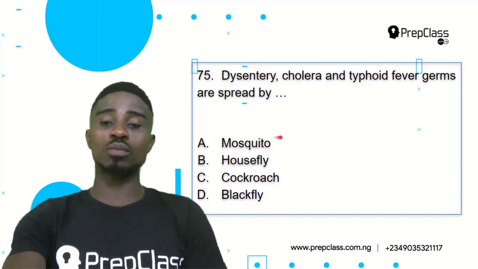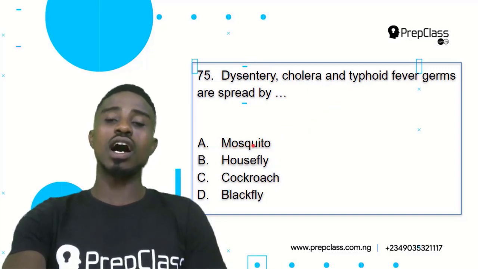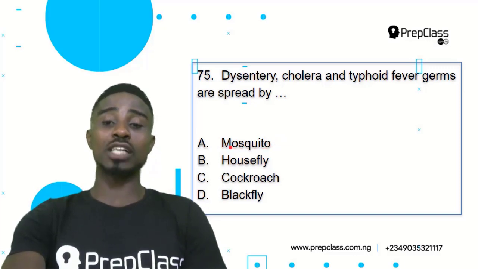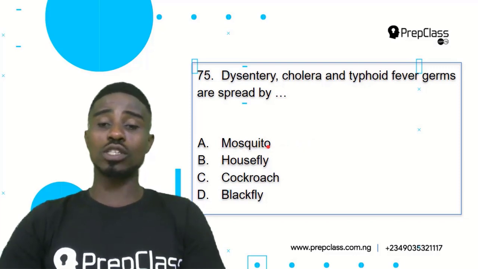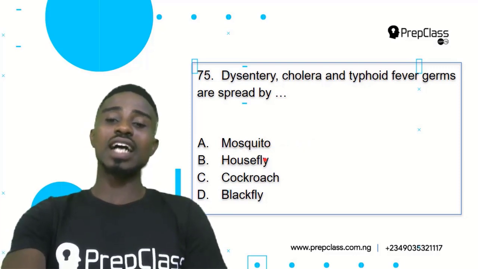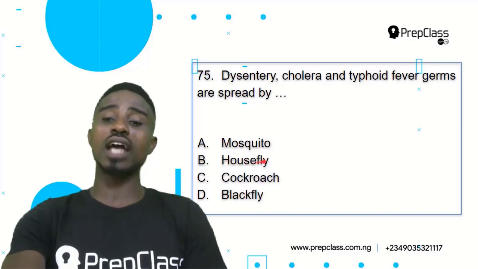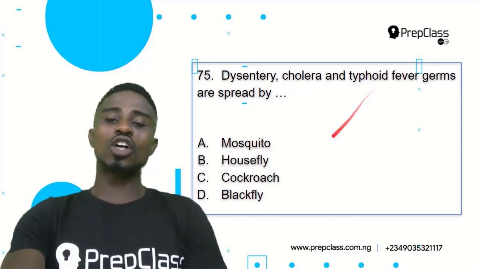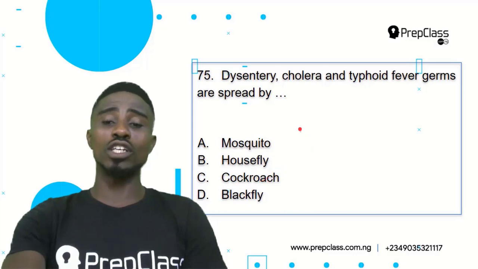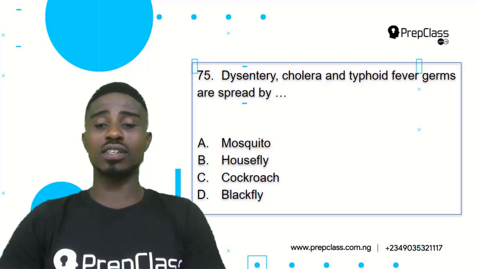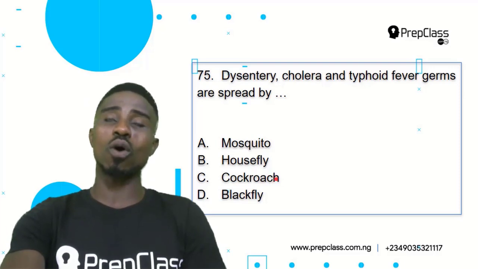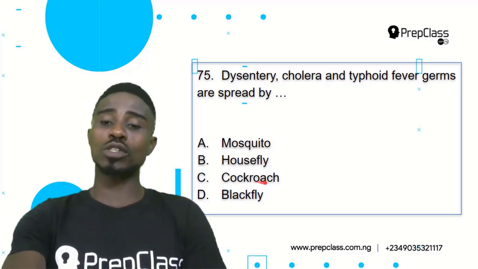Now we know mosquito is out of it because we know mosquito only causes malaria. It carries plasmodium, which causes malaria, and it's only the female Anopheles mosquito that is responsible for that. Option B, housefly, and this is actually our correct answer. The housefly is known to cause dysentery, cholera, and typhoid. The cockroach also has the potency of causing all of these because the cockroach can go into many places and come in contact with various germs that can cause various diseases. And we also know the cockroach to be responsible for leprosy.